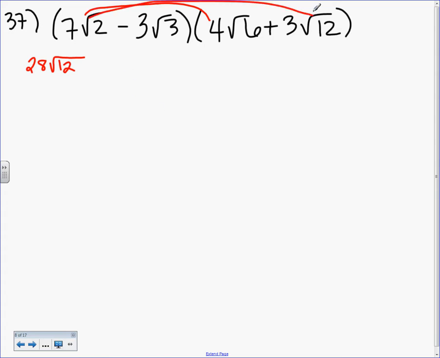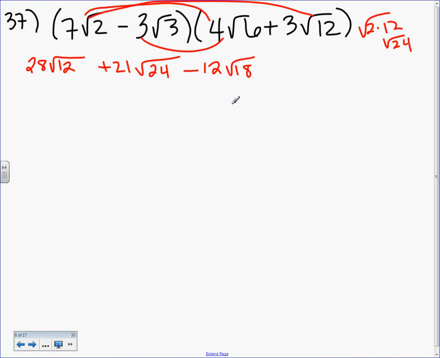So now let's do our outer. 7 times 3, that's a positive, so a positive, is 21. Square root of 2 times square root of 12 is like this, right? So square root 24. And we'll simplify it later. Inner, that's a negative, that's a positive. So negative, what's 3 times 4? 12. And then 3 times 6 is 18, and it was under the square root sign. You try the last. Ask yourself what sign it is. Ask yourself what are the numbers. Ask yourself what's under the square root.